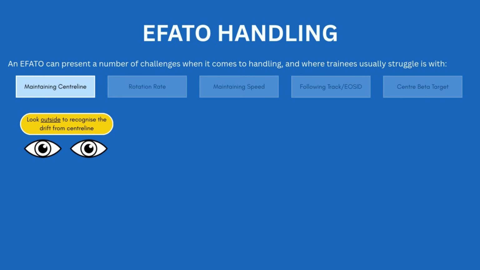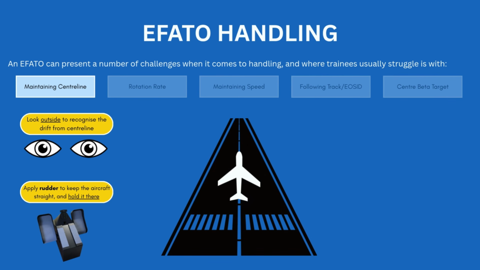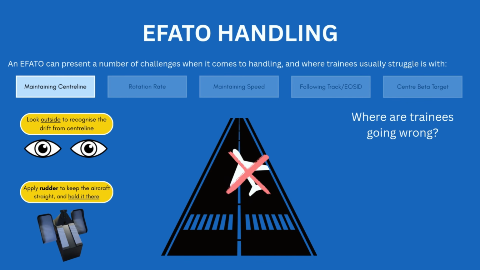Crew should look outside, towards the end of the runway, to recognize the drift from the centerline. Then, apply rudder to keep the aircraft straight and hold it there. A slight deviation from the runway centerline is tolerated and often expected in challenging conditions, but never rotate with significant drift or crab angle. So, where are trainees going wrong?